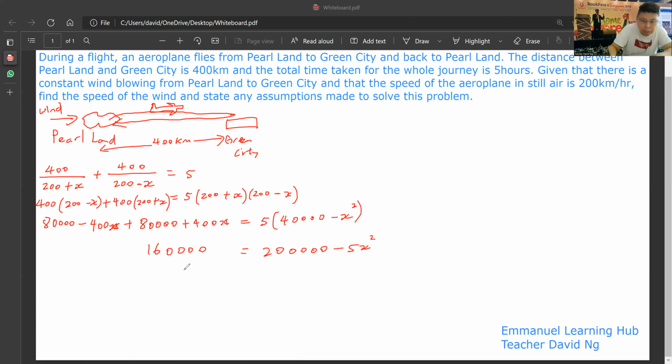So your 5x square, 5x square I bring over, positive x square. 20 minus 16 is 4, and 40 behind. So x squared would then be 40 divided by 5 is 8, 8,000. So x would then be square root 8,000. Square root, 89.44.